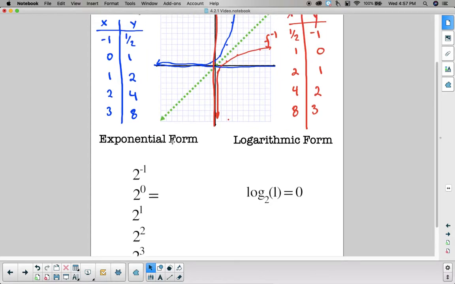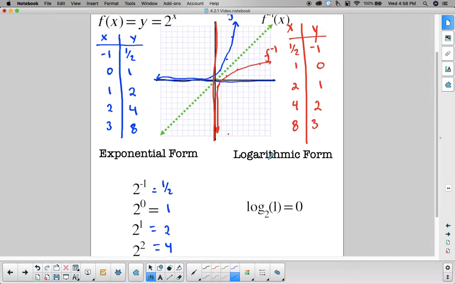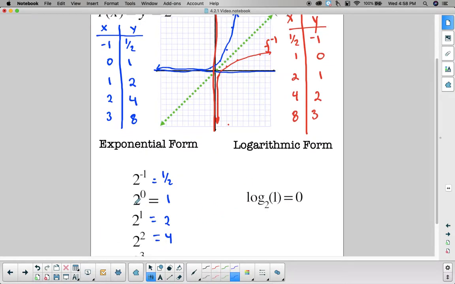2 to the -1 is equal to, let's see, let's just put some values here. I'll go back to blue. 2 to the -1 equals 1/2. 2 to the 0 equals 1. 2 to the first equals 2, and then 4, and then 8. I'm going to define something called a logarithm, which allows me to write equations that undo this exponentiation. So here I'm going to start with log base 2 of 1.